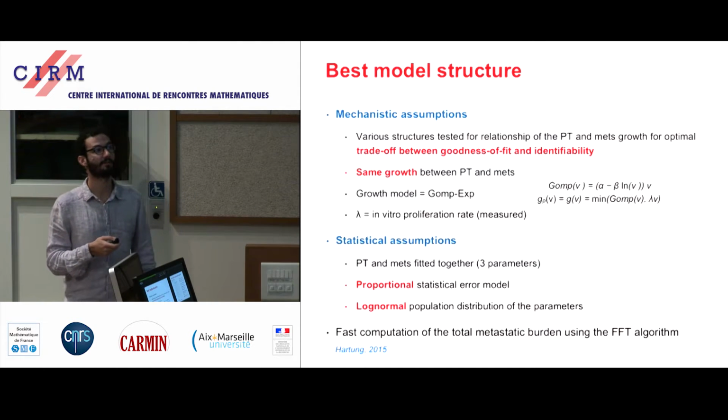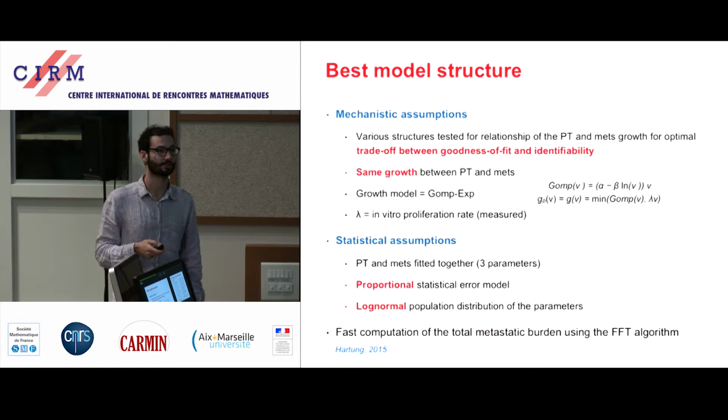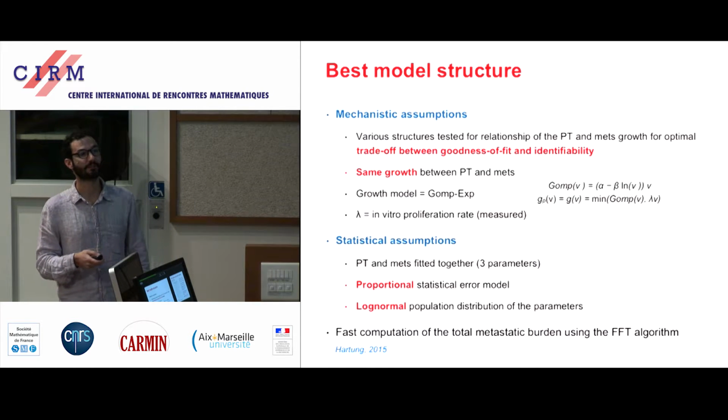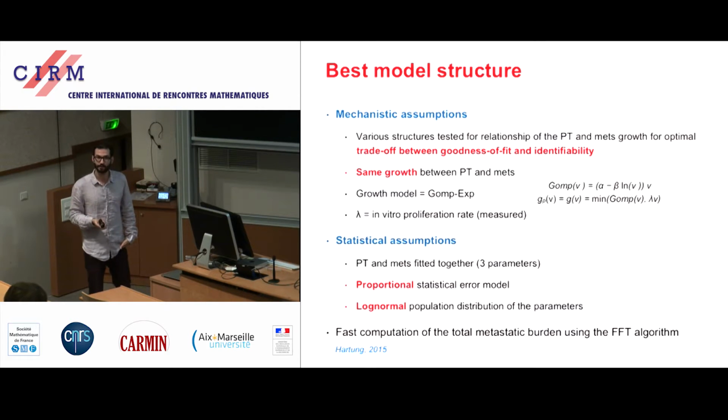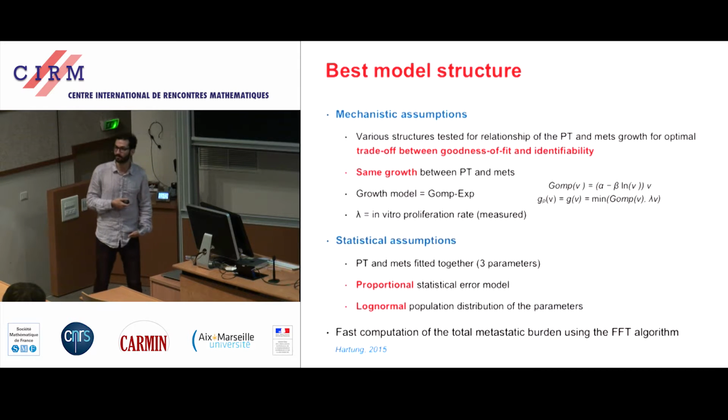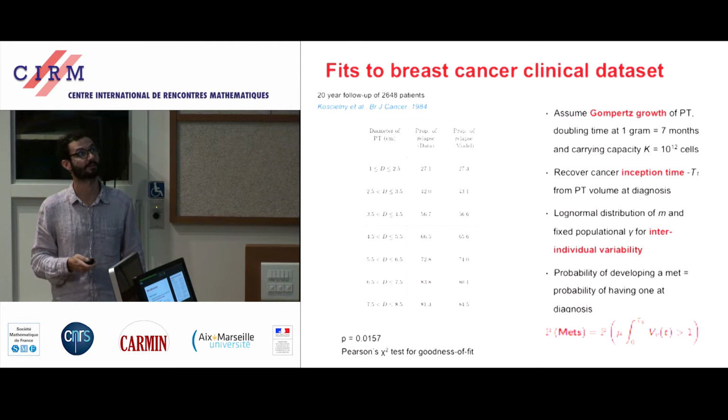At the statistical level, the primary tumor and metastasis were fitted all together. Proportional statistical error model, log normal population distribution of the parameters, and computation of the total metastatic burden was made very easy using the fast Fourier transform algorithm, as Niklas was explaining yesterday. It's an important part of the thing, because to minimize the likelihood, to maximize the likelihood, you have to run the model a very large number of times.